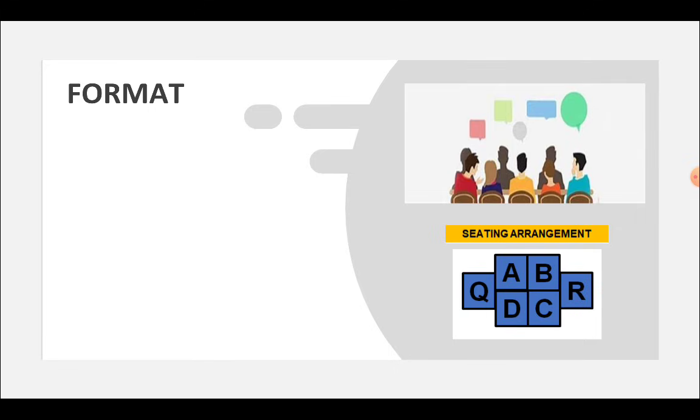As you can see here, this is a seating arrangement in MUET speaking. We have two examiners with Q as the head examiner and R as the second examiner. The candidates will sit according to their index number stated in their MUET slip, which can be downloaded from the MPM website. We will start with candidate A first, followed by candidate B, C and D.